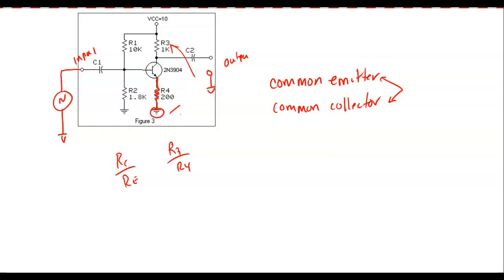So this is called a common emitter because the input and the output both share a common, the emitter. So we'll have to look at that.